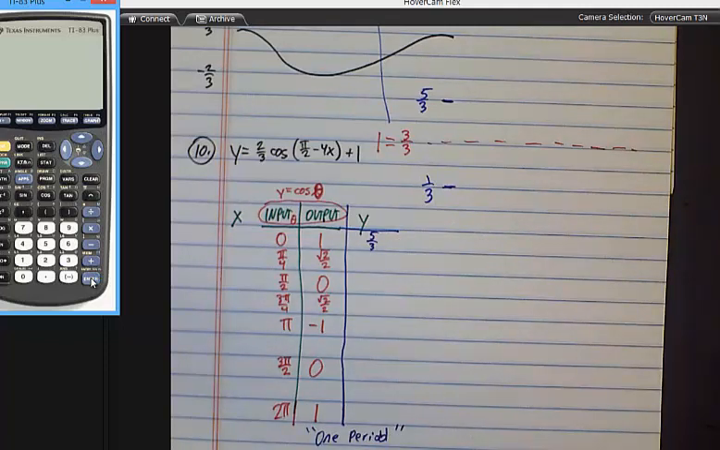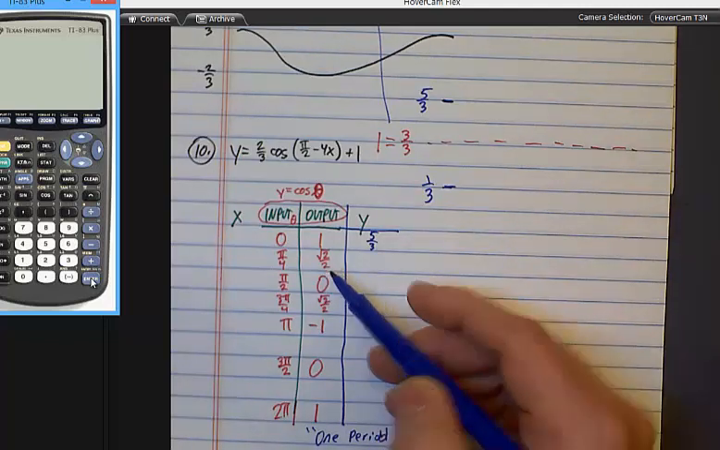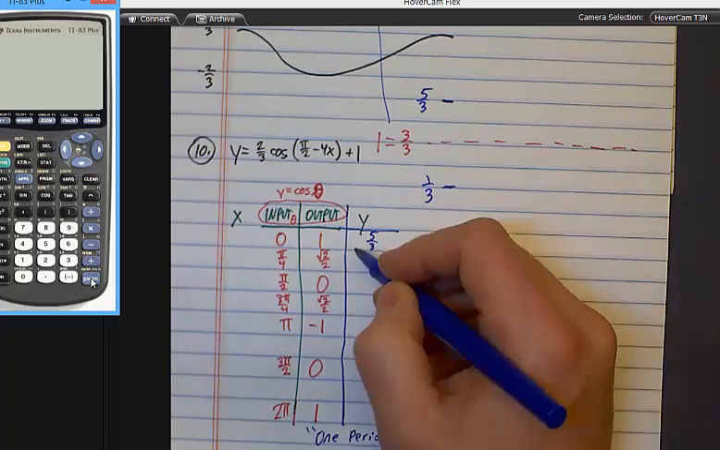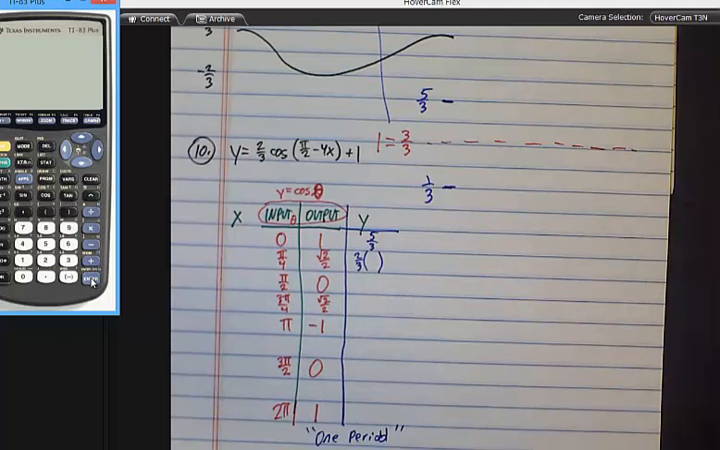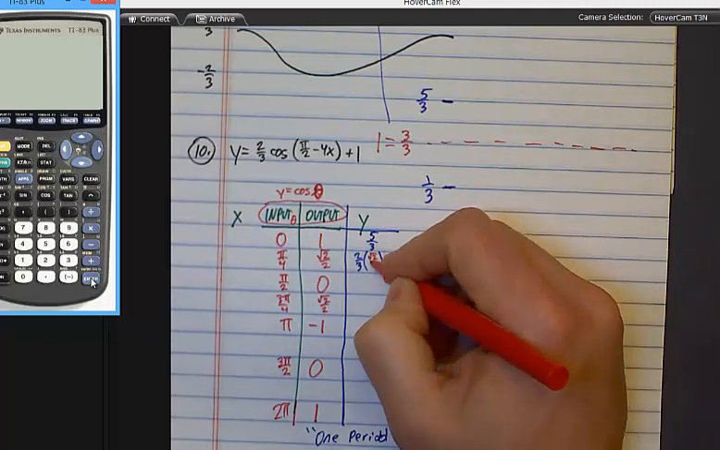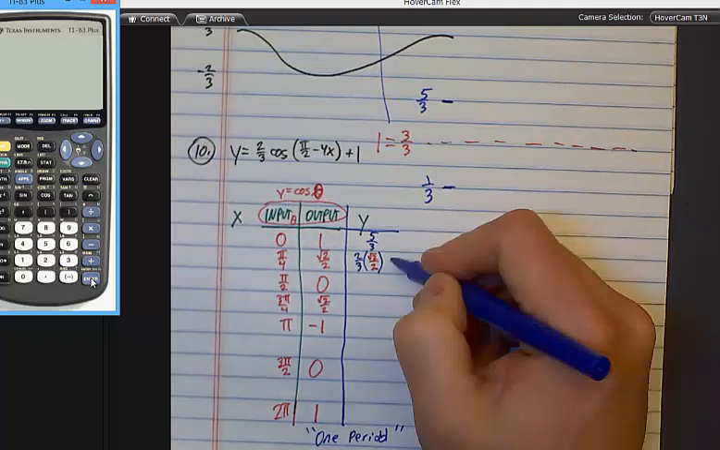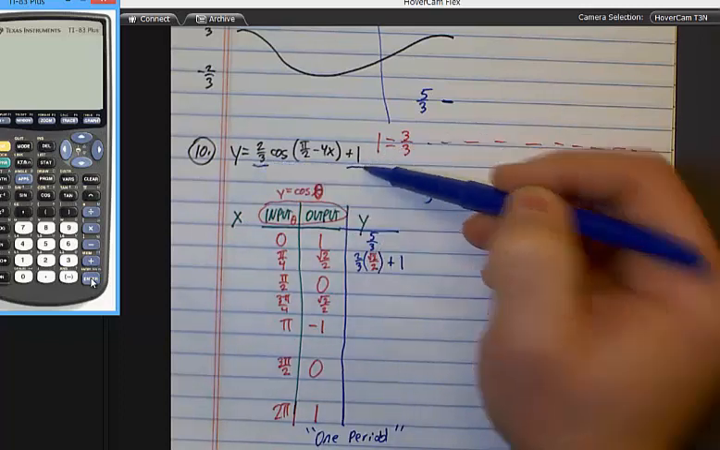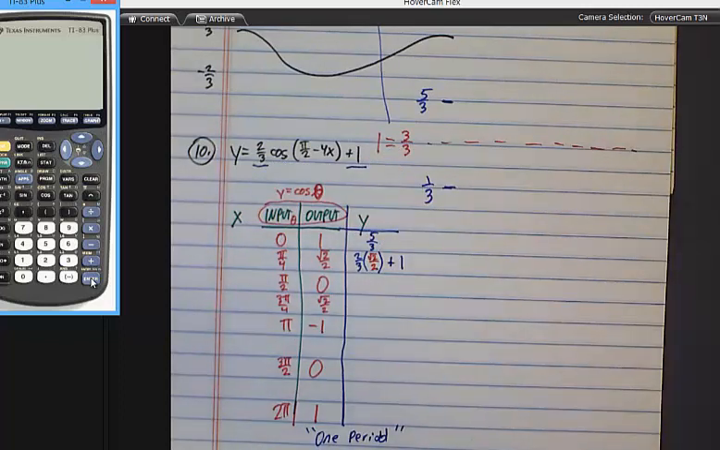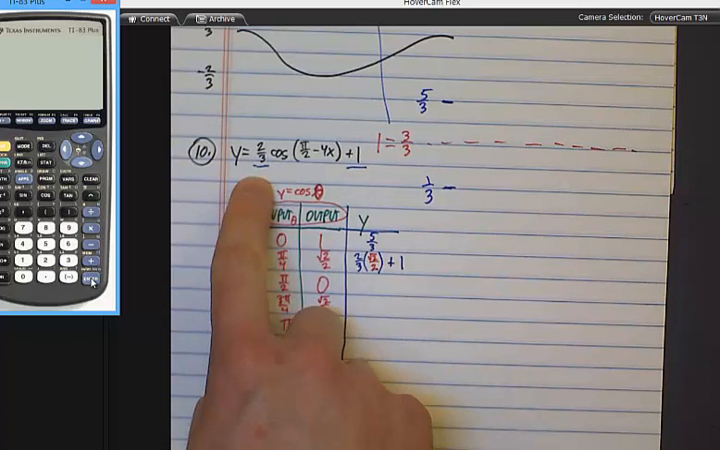You're not going to find me doing that here. For this one, I would have 2/3 of the square root of 2 over 2, plus 1. Because basically what I'm talking about right now is what I talked about last time. What we're doing to the output. These numbers do things to the output. This one multiplies by 2/3, and then at the end I add 1.